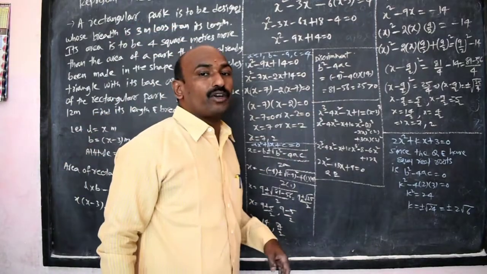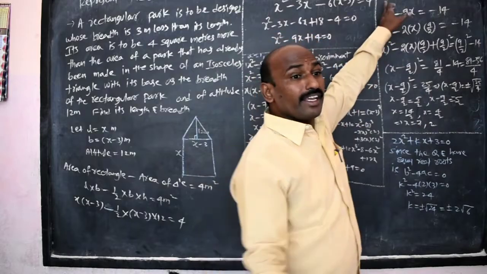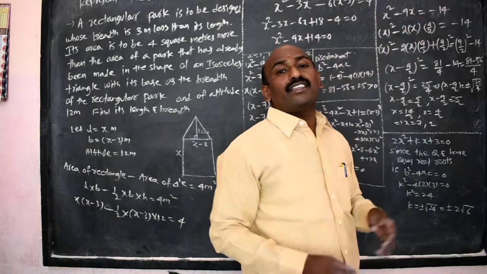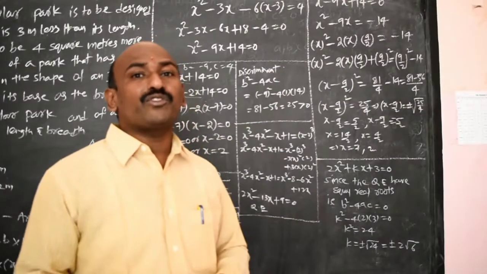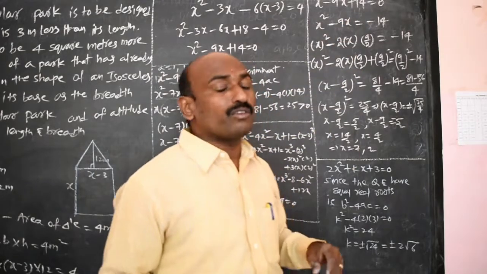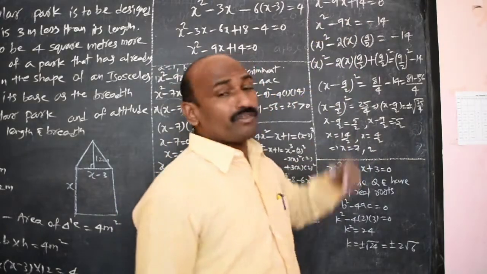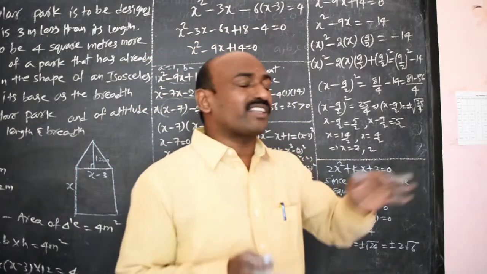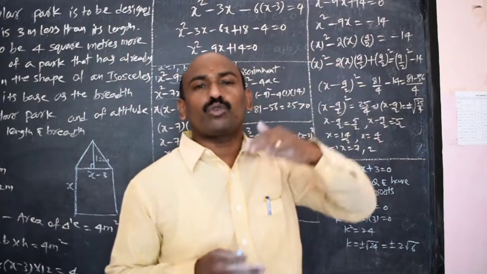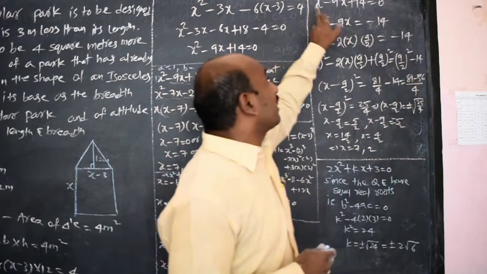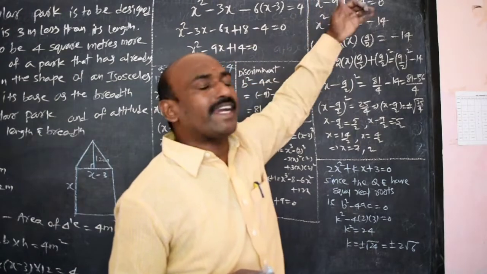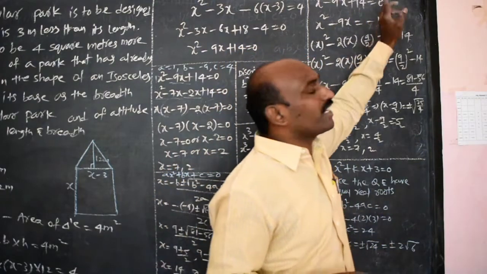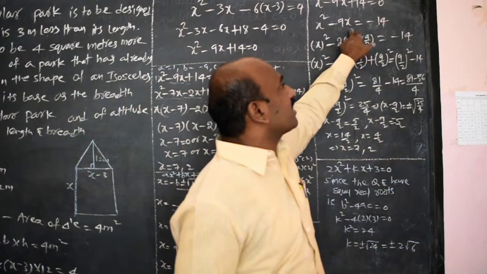Now if you go with the completing the square method, here the same equation x square minus 9x plus 14 equal to 0. First step: the x square coefficient is 1, so no need to divide. If the x square coefficient is 5, then you have to divide throughout the equation on both sides by 5. Then the second step is to send the c term to the right side. This plus 14 becomes minus 14. Then x square minus 9x equal to minus 14.